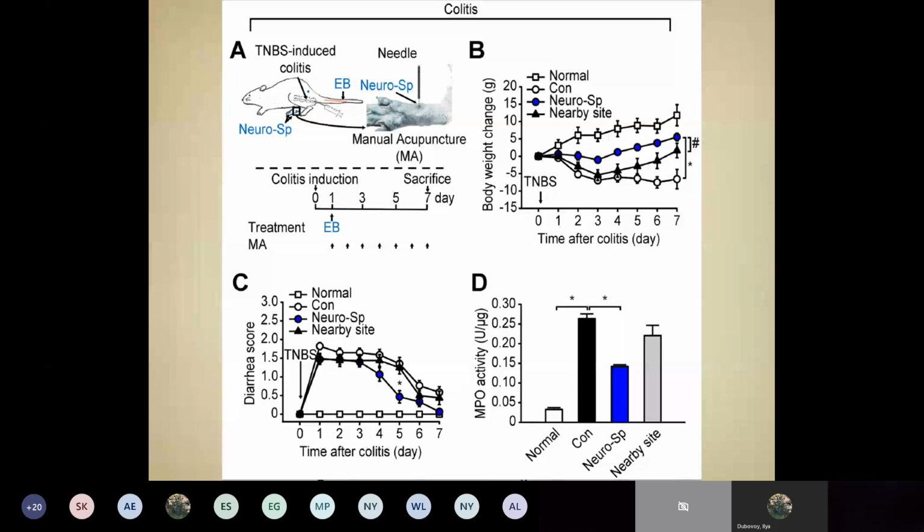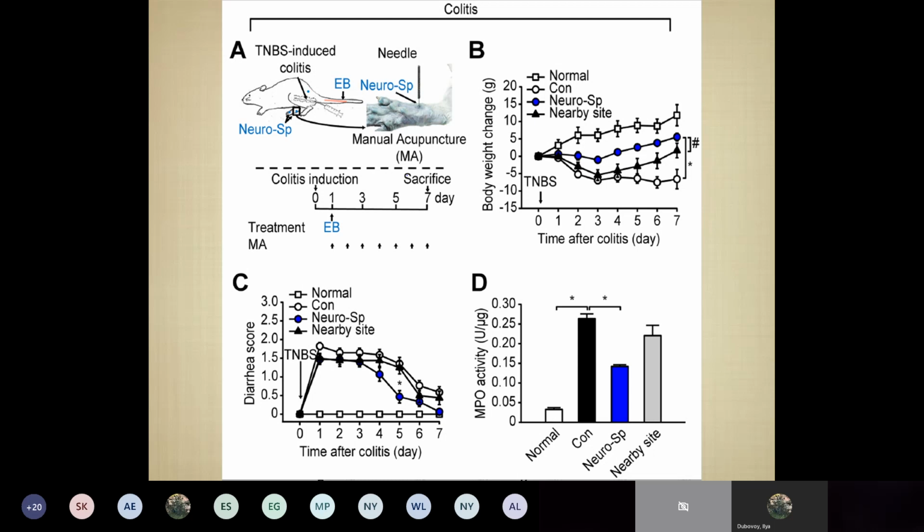Now, going to the colitis rat, they used a trinitrobenzene sulfonic acid enema to induce colitis in the rat, which lasted for days and caused massive inflammation, bloody diarrhea, and loss of body weight. As you see, acupuncture, again manual stimulation, 10 minutes once a day, was enough to substantially rescue the body weight of the rats. And this was not quite as effective when done at a nearby site, as you can see in figure B.